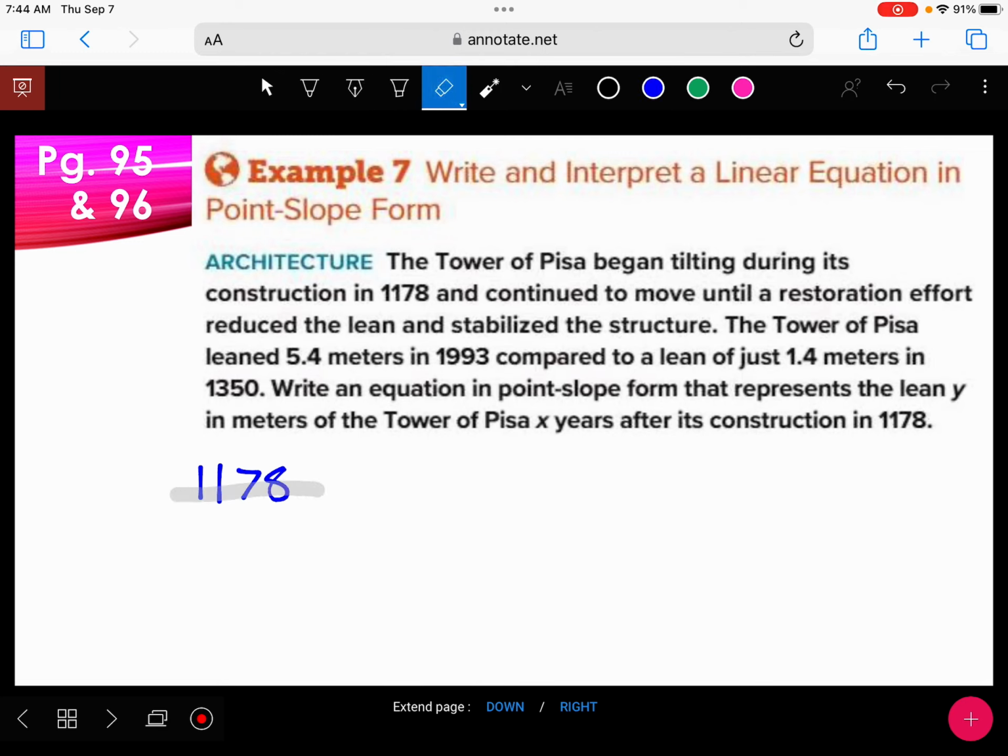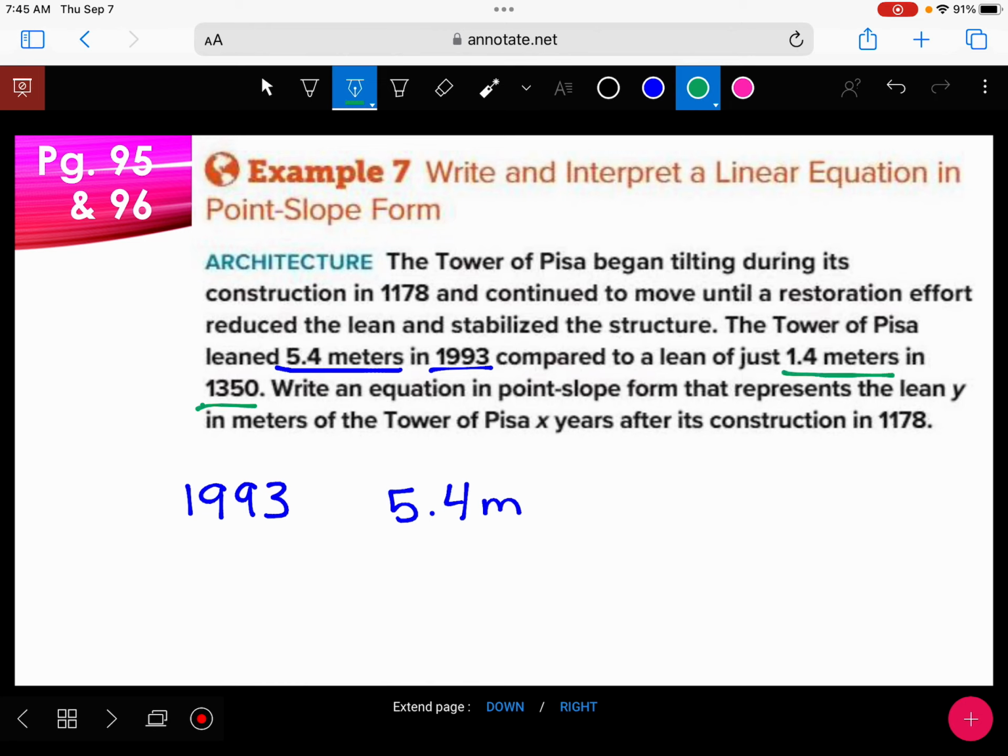Oh, and actually, we're not going to write that one down. The Tower of Pisa was leaning 5.4 meters in 1993. So in 1993, it was leaning 5.4 meters. Compared to a lean of just 1.4 meters in 1350. So in the year 1350, it was leaning 1.4 meters.